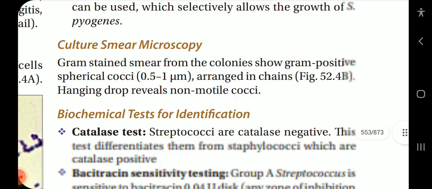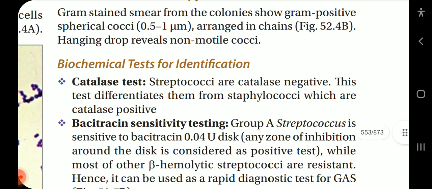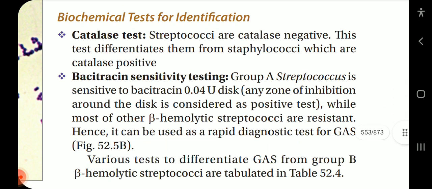Culture smear microscopy. Gram-stained smear from the colonies shows gram-positive spherical cocci, 0.5 to 1 micrometer, arranged in chains. Hanging drop reveals non-motile cocci. Biochemical tests for identification. Catalase test: streptococci are catalase negative. This test differentiates them from staphylococci, which are catalase positive.